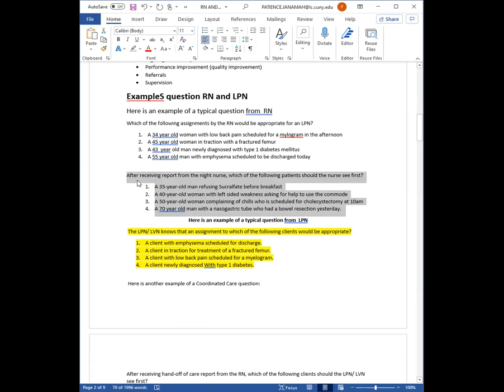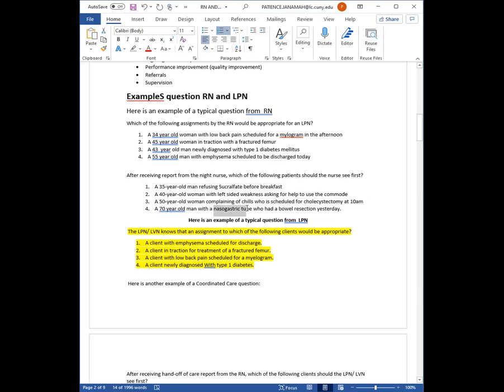Number 2, after receiving report from the night shift, which of the following patients should the nurse see first? Oh, I think I answered this one, right? Emilia, you answered number 3 and you were correct. Yes. The patient complained of chills. Gertrude, if you were the one, how will you analyze this question?